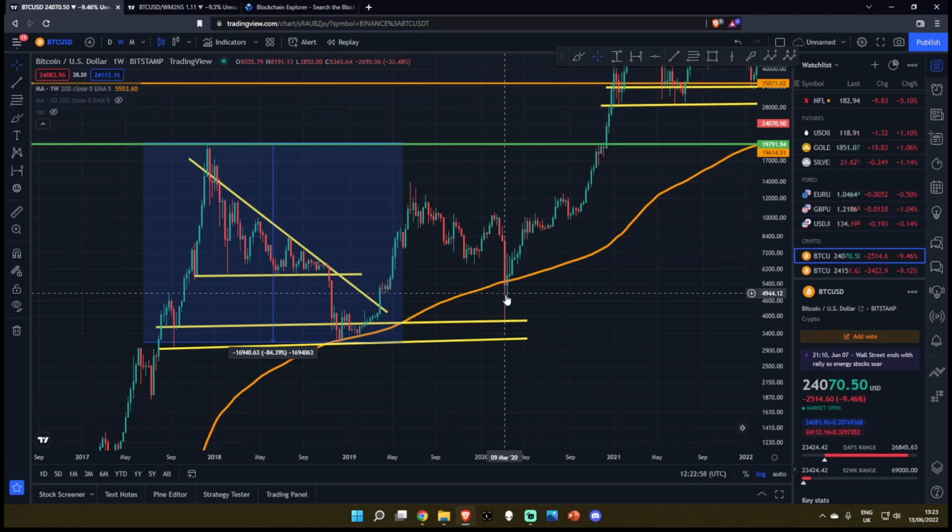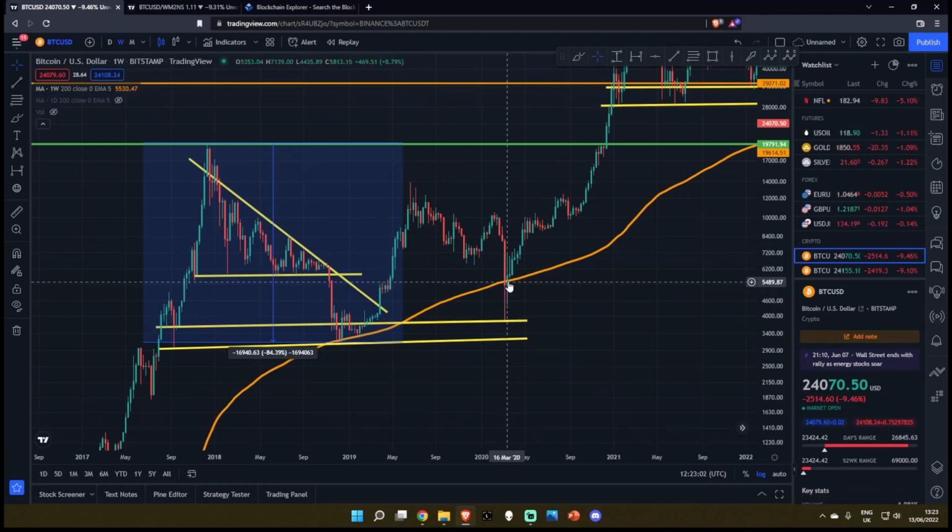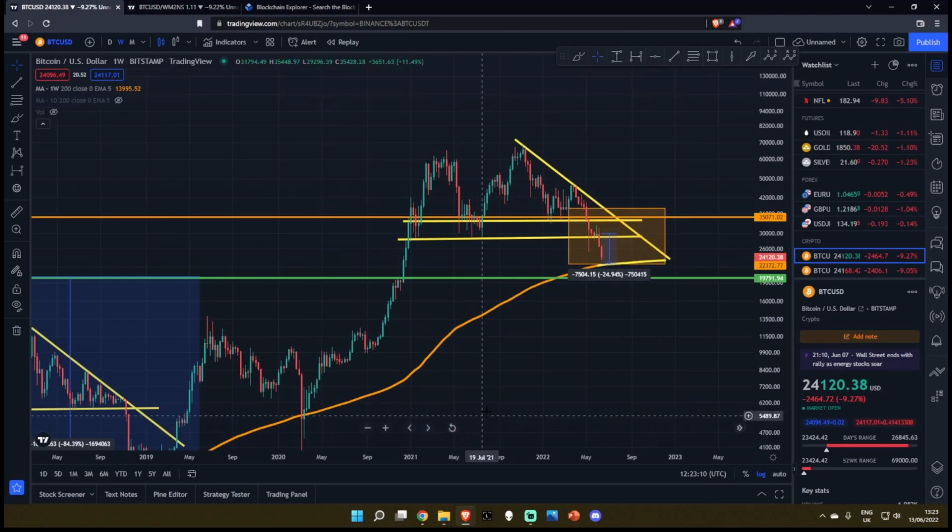You can see we broke down, went all the way down here, pumped back up. Candle body close was on the 200 week, broke back down, made a higher low, came back up. Candle body close was just above the 200 week, and then we started going on a rally once we held it.